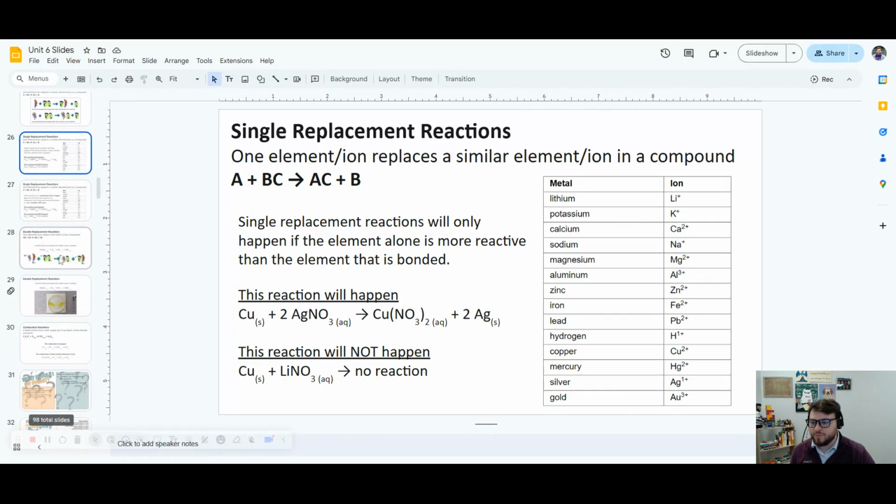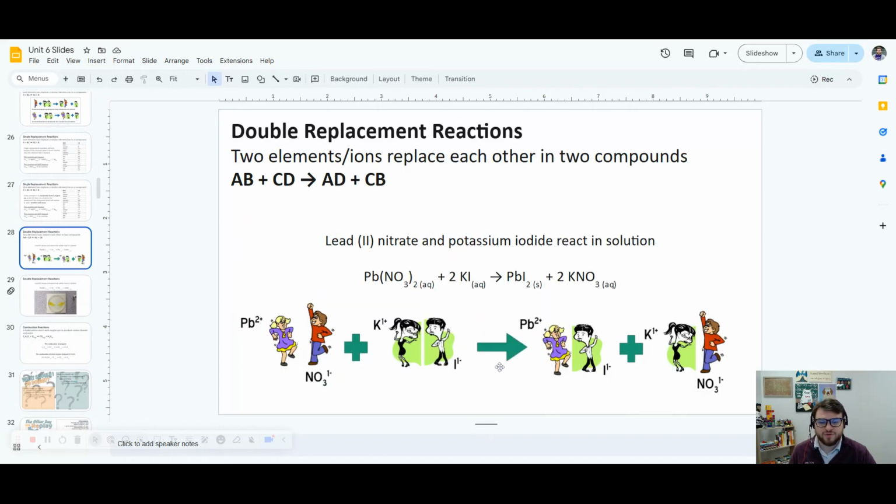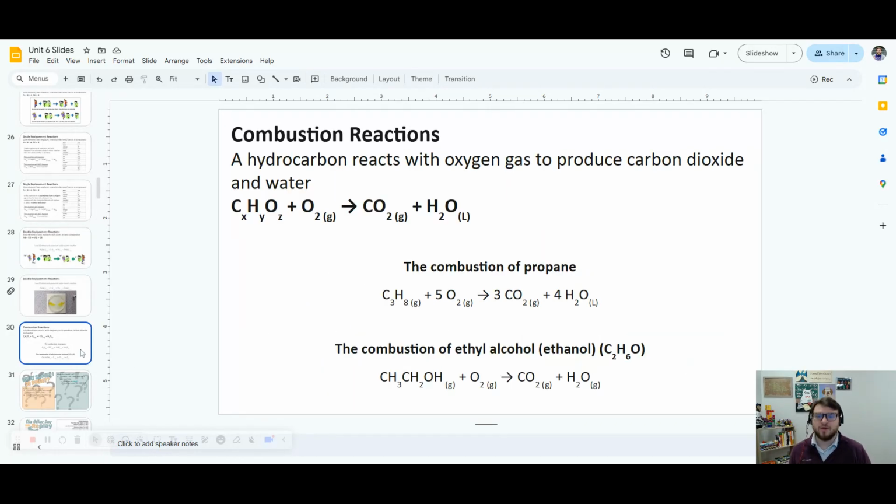Okay. Double replacement, it's just where you have two couples that are dancing and partners just switch, right? So you just have metal ions switch places with each other, and you get two new compounds that are formed in that reaction. Okay, and then finally, you have combustion reactions where we have a hydrocarbon and oxygen gas giving us carbon dioxide and water.